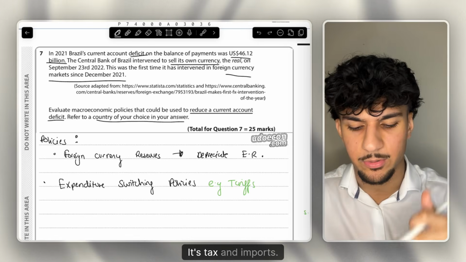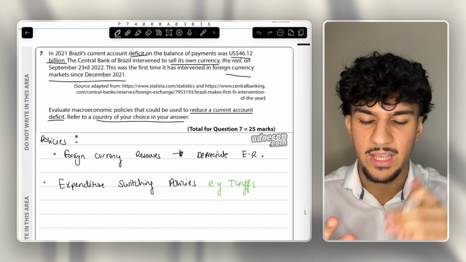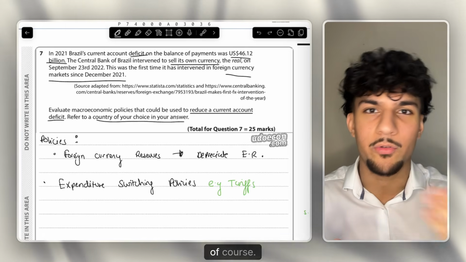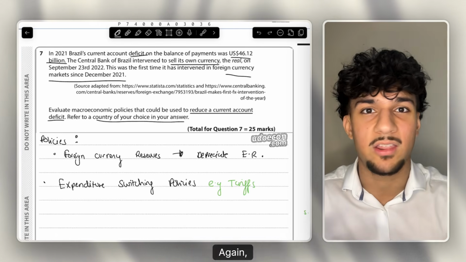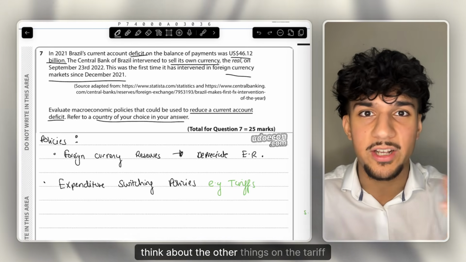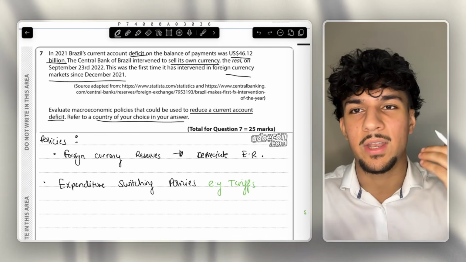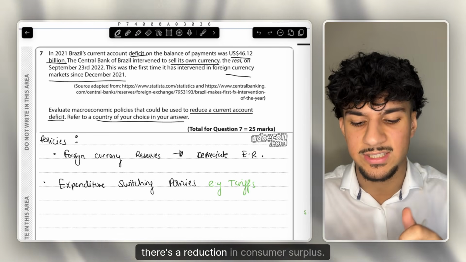What is a tariff? It's a tax on imports. This therefore makes imports more expensive. If imports are more expensive, what is going to happen? The quantity imported will reduce. Of course, show this all in the tariff diagram. Again, think about the other things on the tariff diagram. The consumer surplus, of course, can be shown: when imports are more expensive, there's a reduction in consumer surplus.